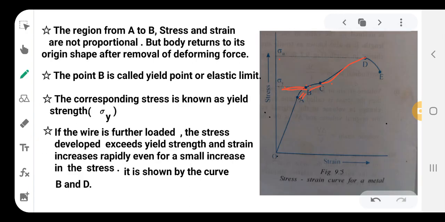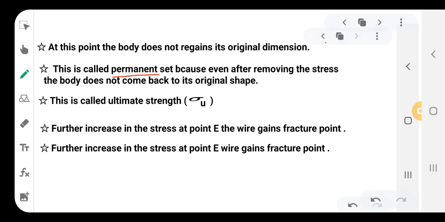So this is known as the ultimate strength. That is, sigma U is known as the ultimate strength. Further increase in the stress and the point E is reached. That means the wire gains a fracture point.